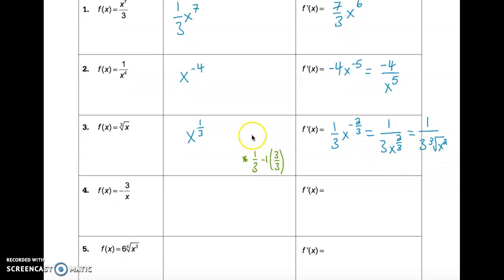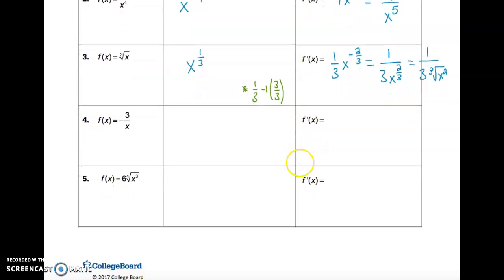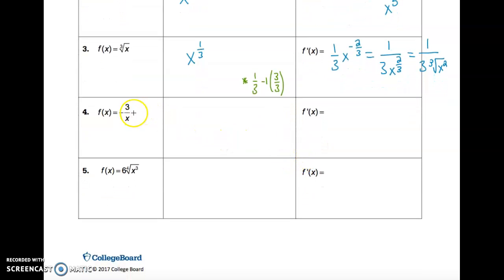The only calculus part is just taking the derivative. Everything beyond that is just algebraically rewriting your functions. Let's see, this would be -3x to the -1st power, so its derivative would be +3x to the -2nd power, which would be the same as 3 over x squared.